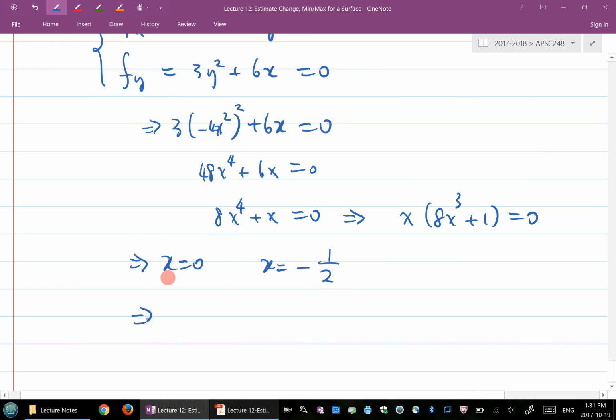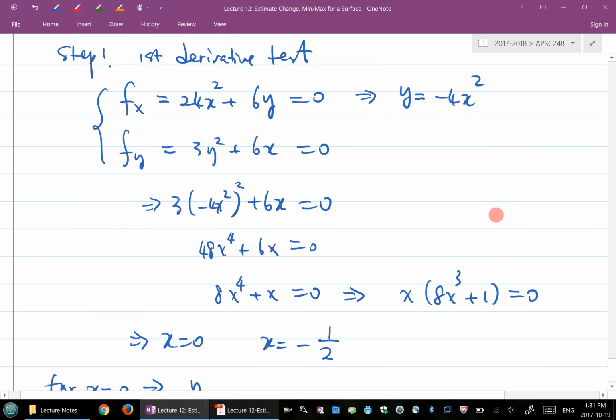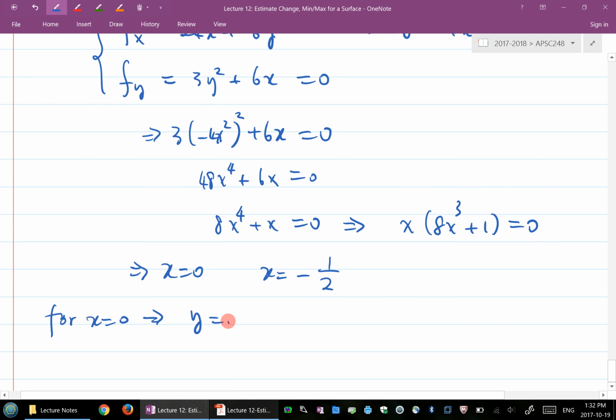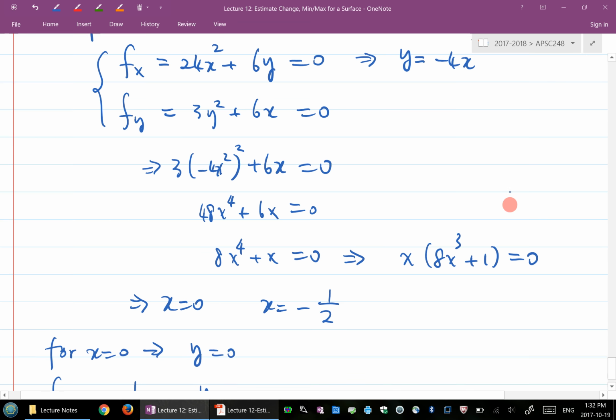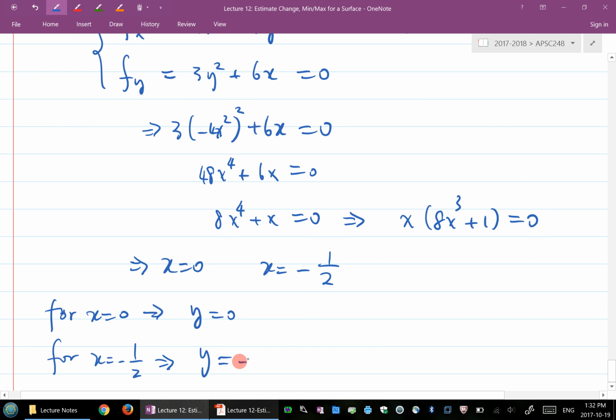So you can separate them. For x equal to 0, substitute into this relationship here, you get y equal to 0. And then for x equal to -1/2, substitute this -1/2 into the equation here. That happens to be 4 times 1/4 and then negative, so that's just basically -1.